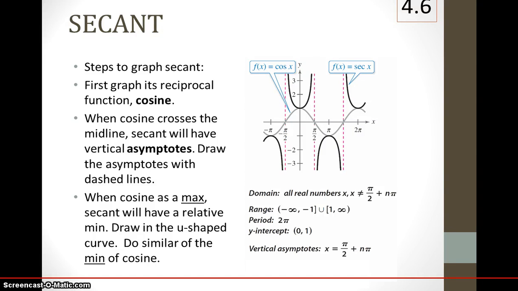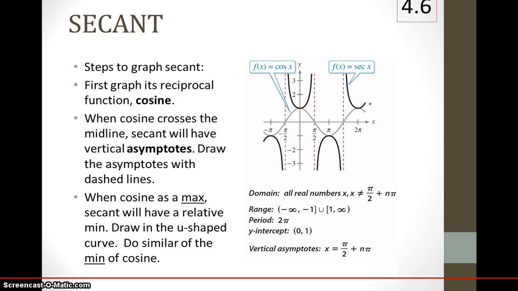Today what we're going to be looking at is how to graph the secant and cosecant. The first thing that we need to do in order to graph the secant is to remember that it's the reciprocal of the cosine function. The first thing that we're going to do is graph the cosine function. So here we go and graph it.